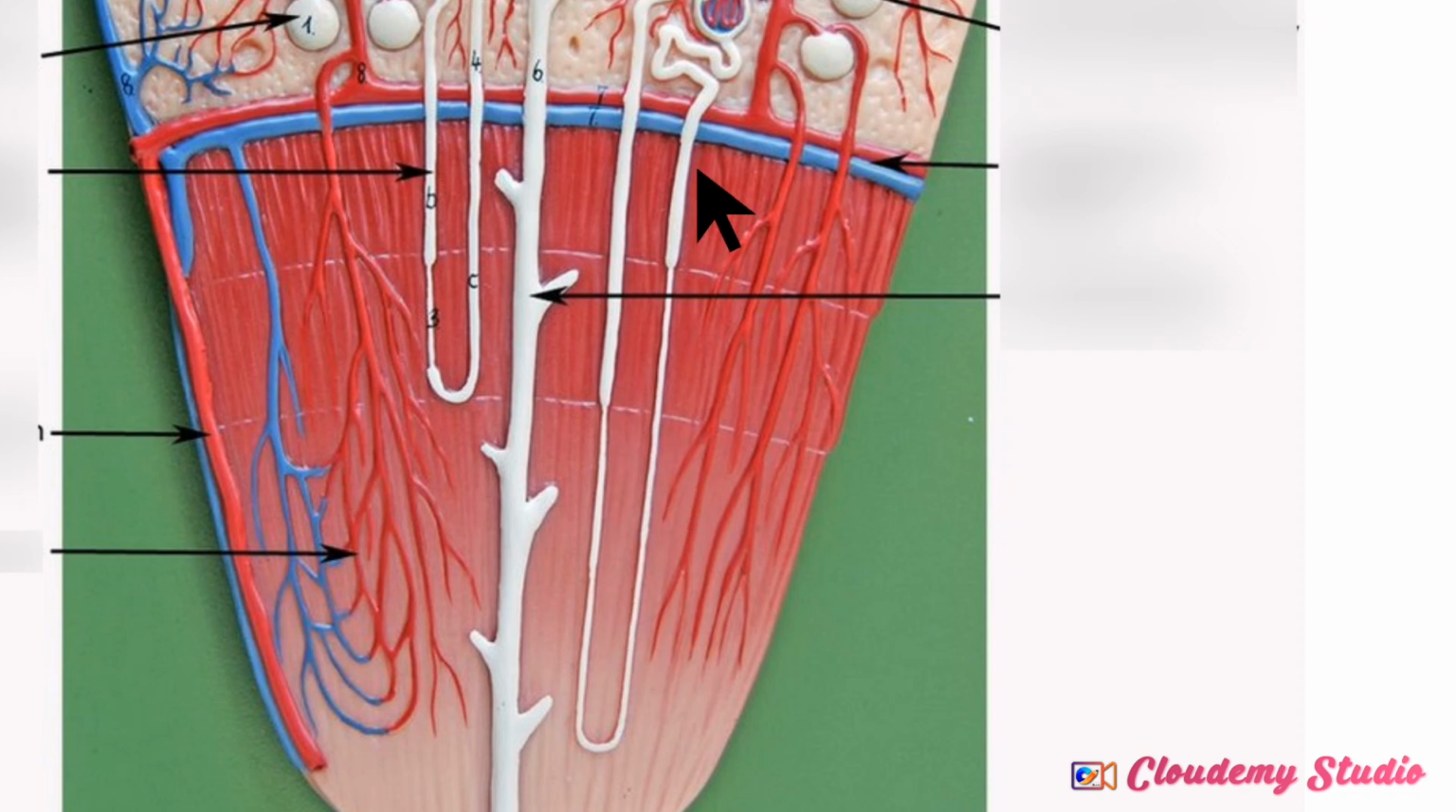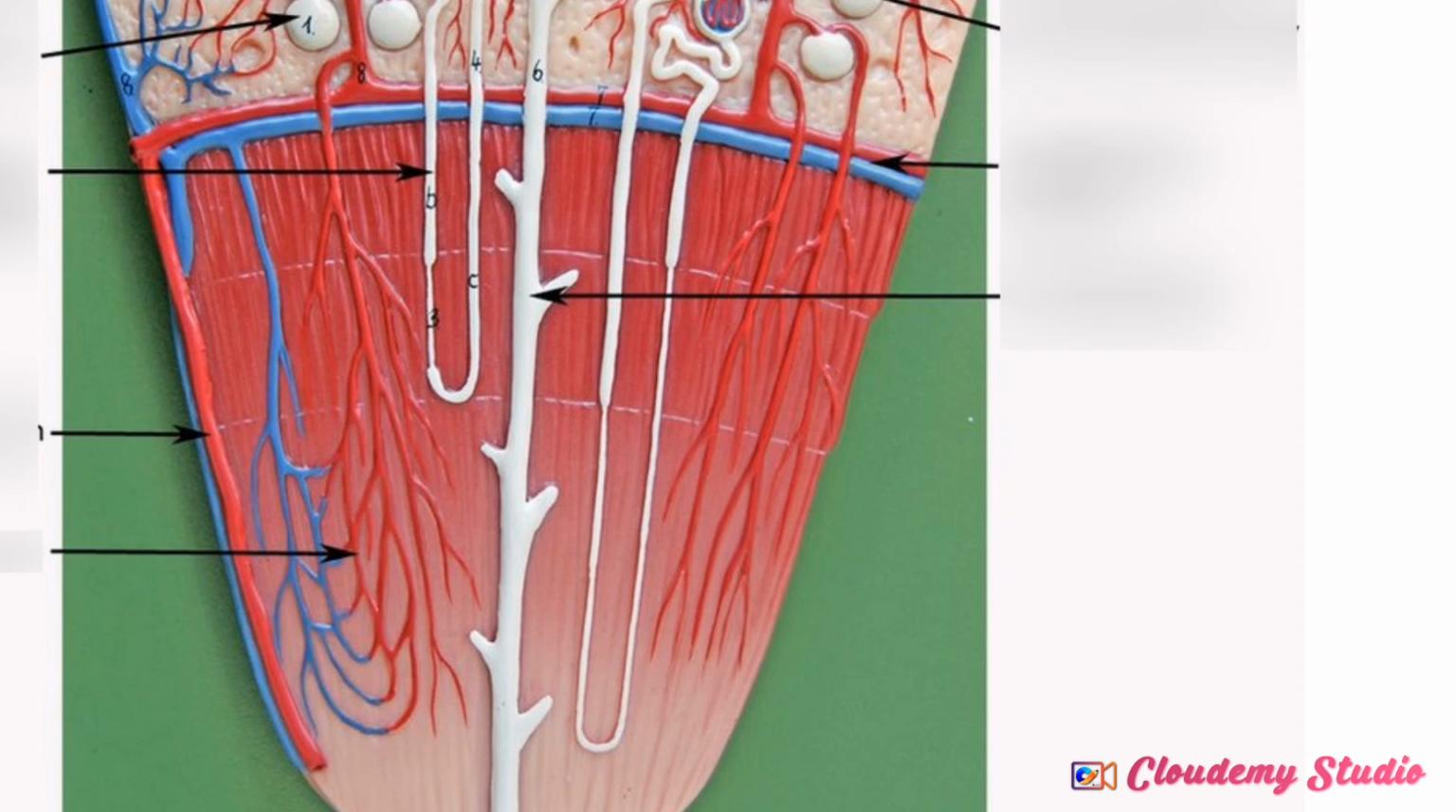Can you see that more salt is absorbed than water in the medulla, you understand? This is the medulla. So there is higher osmolarity around this place, you understand? So that is the description of the glomerulus and the loop of Henle.